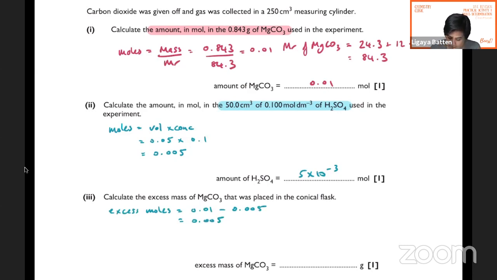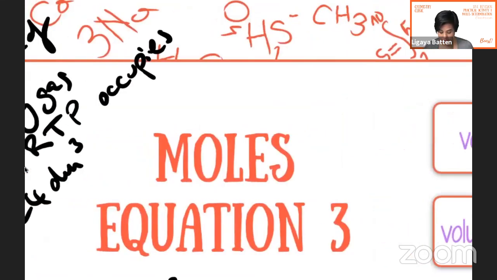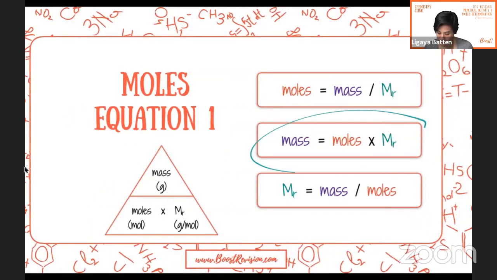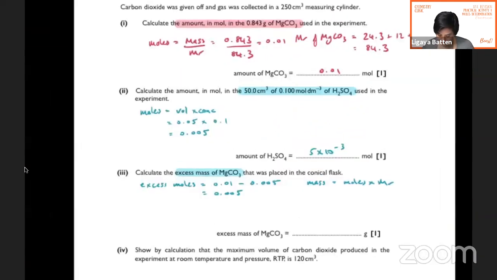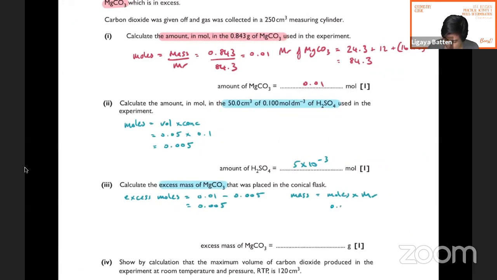And it wants us to calculate the excess mass, so we need to convert the moles into mass. So the mass will be moles times MR. Remember, this is just one of the rearrangements of the first equation that we looked at here. So that's this one here. Great, and so moles is 0.005 times the MR, which we already calculated earlier. So that's 84.3, and that gives us an answer of 0.4215 grams.